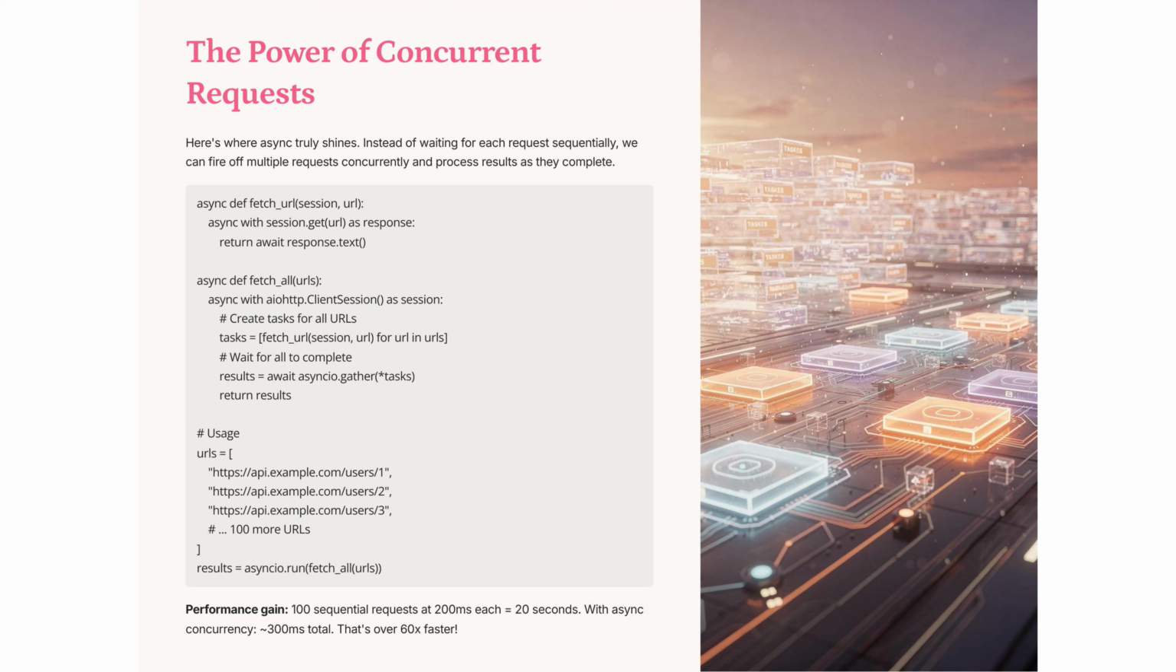Async requests allow us to handle multiple URLs concurrently, drastically improving performance. By creating tasks for each URL and using asyncio.gather, we can fetch data from numerous endpoints simultaneously. This method reduces the total time from 20 seconds to approximately 300 milliseconds for 100 requests, showcasing a significant efficiency boost.